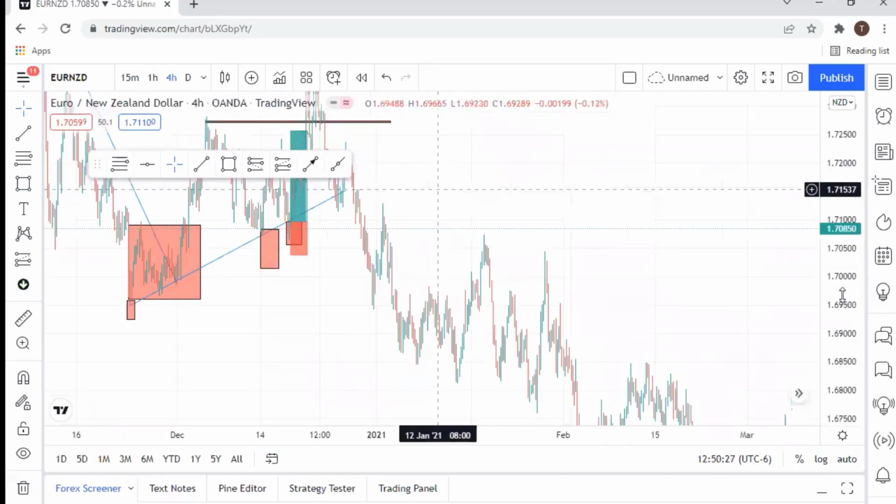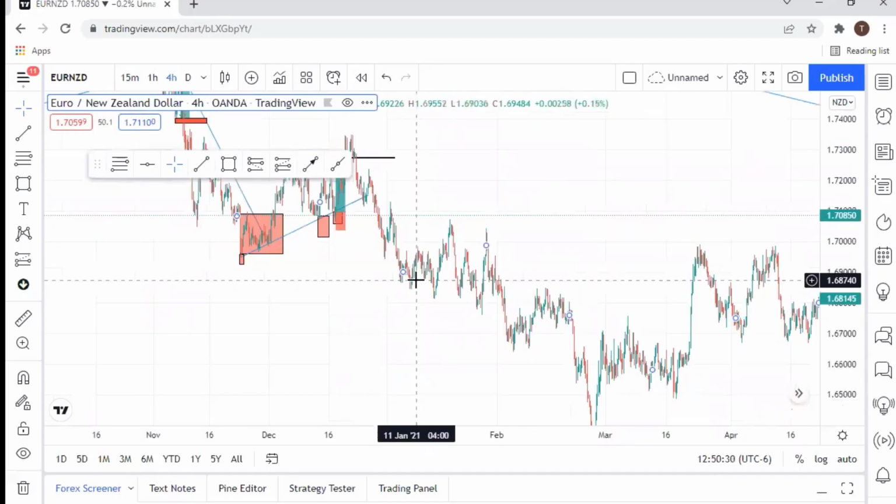If we keep going down, you will discover that that's how the market keeps repeating itself. Markets keep on repeating themselves all the time.